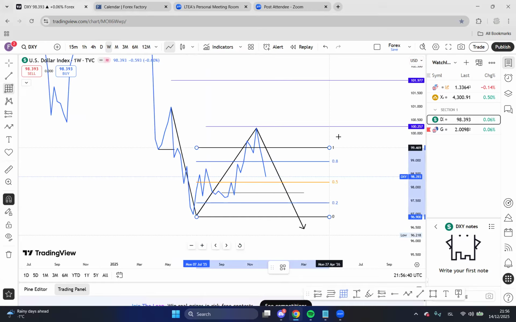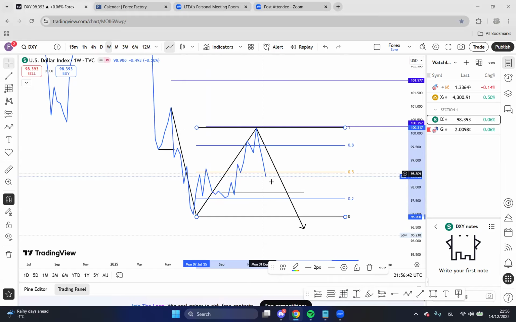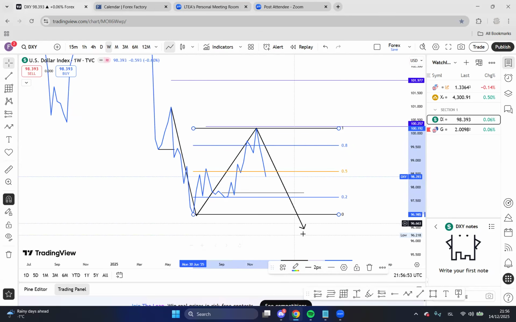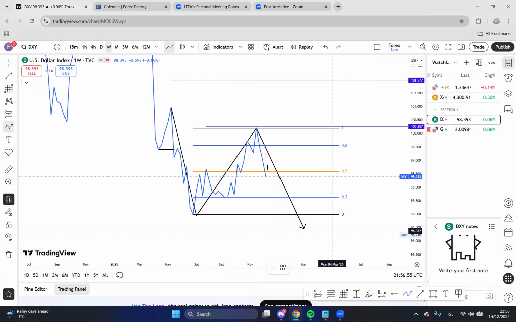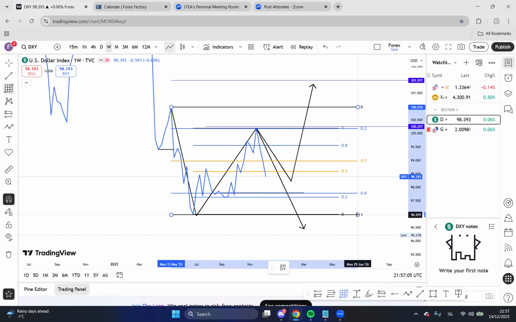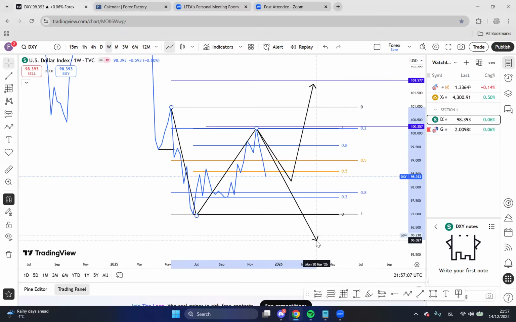For example, where is the discount of this wave? Below the 50% or the 50% itself. We can get a discount of that wave around that level to fuel market, for example, like this, to continue for higher liquidity, or we might just see a movement from the premium of this level down to create a new low. Basically, it's the same thing.